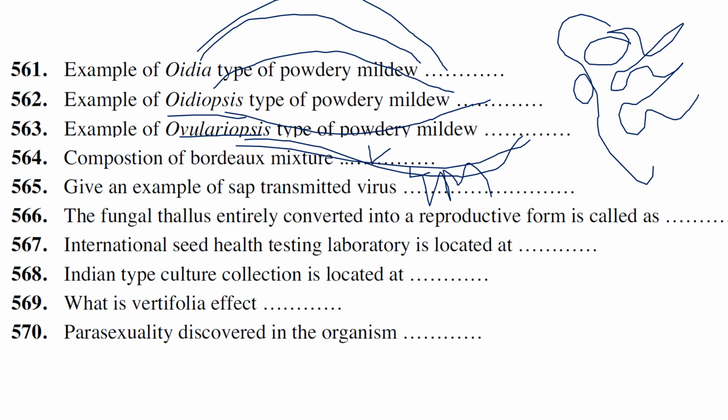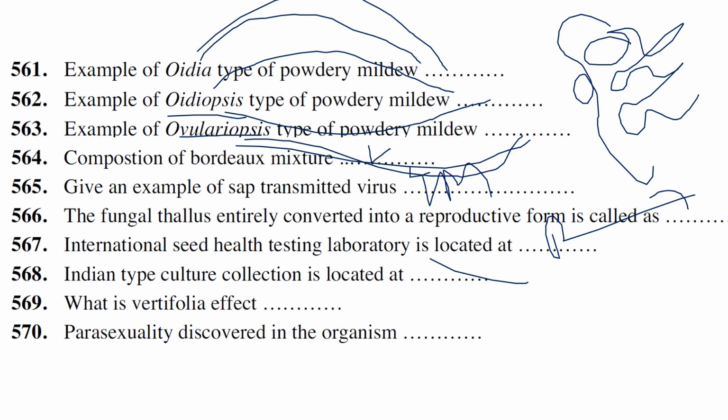Okay, the fungal thallus entirely converted into reproductive masses can be observed in. Generally, if the thallus is converted completely into reproductive matter, it is called holocarpic. Holo means whole, entire. Okay. International Seed Health Testing Laboratory is located at Denmark, Copenhagen. Indian Type Culture Collection is located at New Delhi, ICAR.